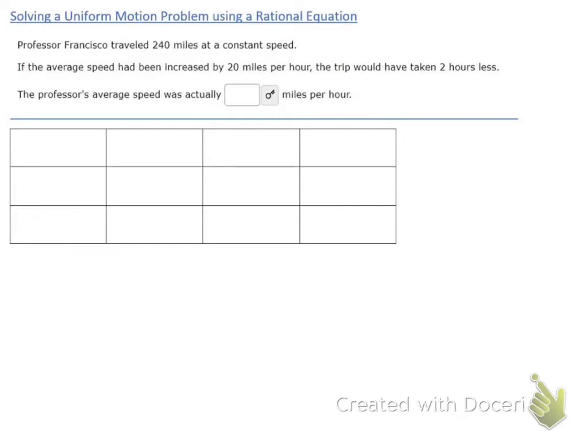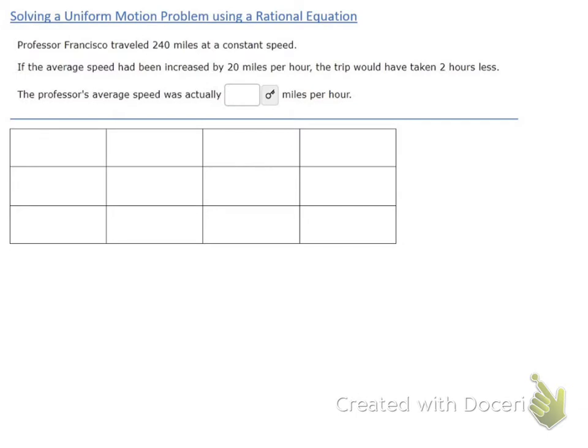In this video, we will look at how to solve a uniform motion problem using a rational equation. Professor Francisco traveled 240 miles at a constant speed. If the average speed had been increased by 20 miles per hour, the trip would have taken 2 hours less. We need to find the professor's average speed, what it actually was.